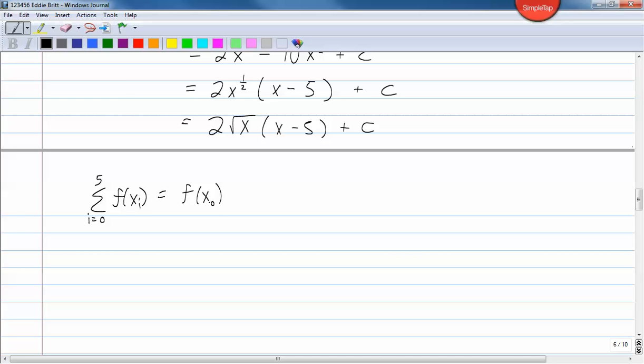Then depending on how many values you want to plug in or how many you want to sum up, and I did mine to 5, it would be plus f of x sub 1. That would be a number that we would plug in, and we would get a number out. Then we would add f of x sub 2 plus f of x sub 3 plus f of x sub 4 plus f of x sub 5. Alright, that's the way summation notation works.